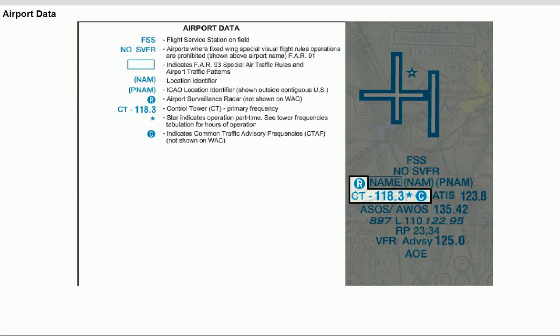The letters CT indicate a control tower. The tower's primary radio frequency, in this case 118.3, appears next to the letters. A star indicates part-time operation. After the tower closes, you use the Common Traffic Advisory Frequency, or CTAF, noted by the letter C.